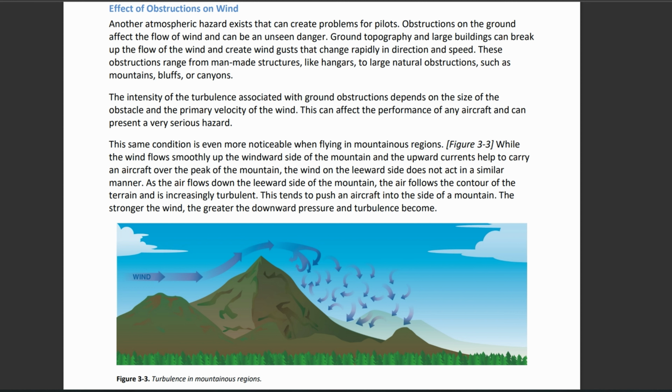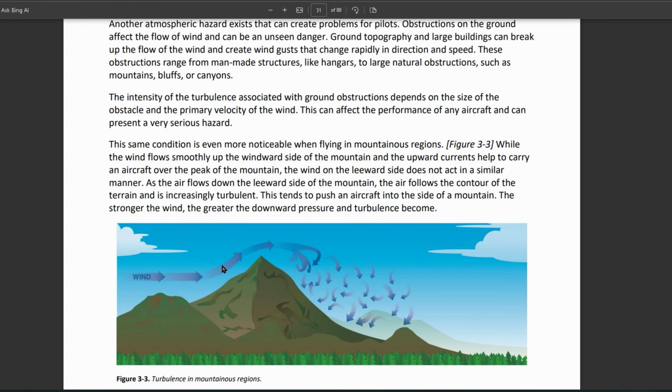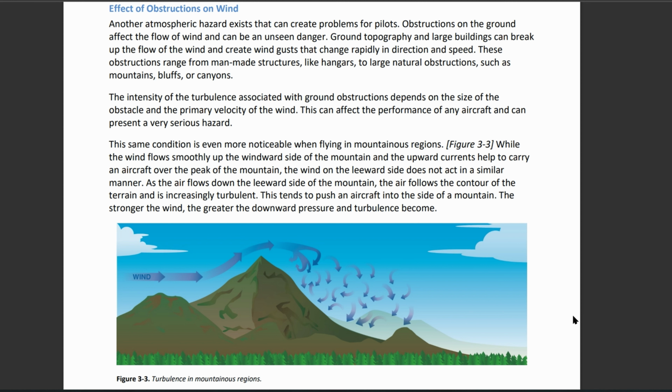The intensity of turbulence depends on the size of our obstruction and the velocity of the wind itself. So how fast the wind is going, how smooth it already is. Let's look at this mountain for an example. It's a really good one. It shows the wind flow on the upward side as well as the leeward side.